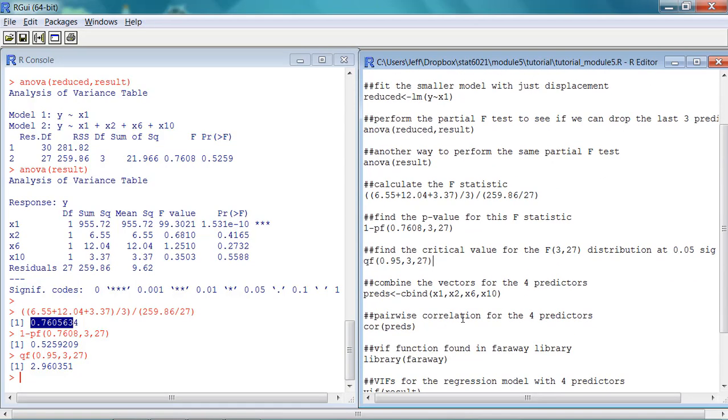Another thing that we could do, so we talked about the presence of multicollinearity in this example, right? We think that some of these predictors are correlated with one another. So we have 4 predictors, right?